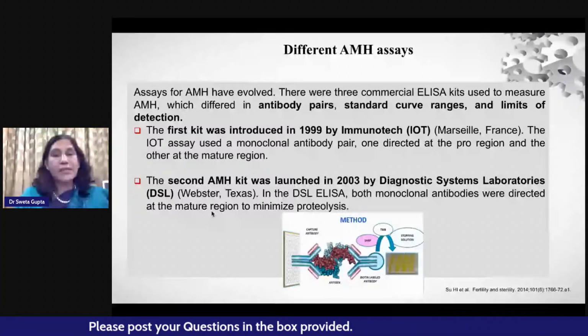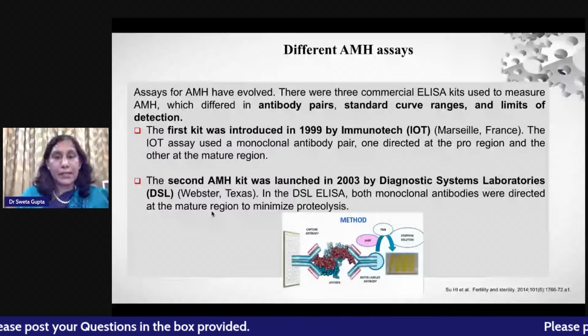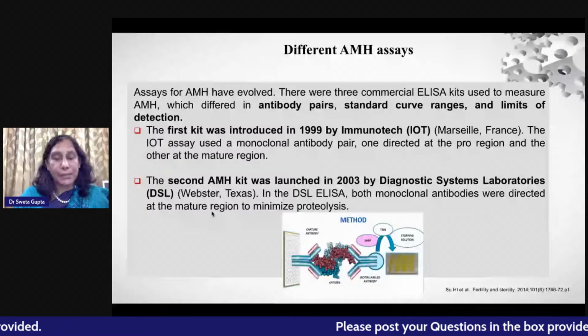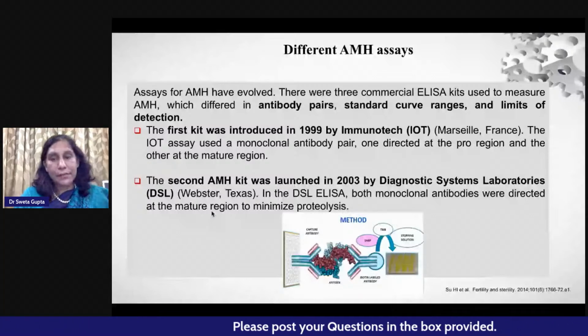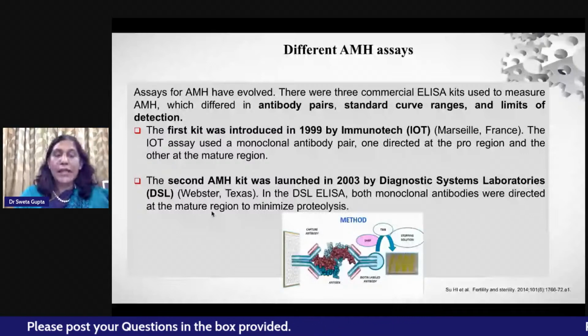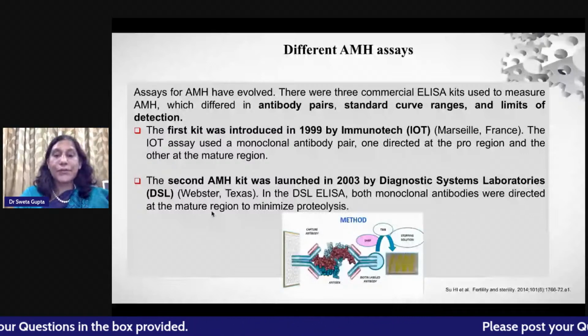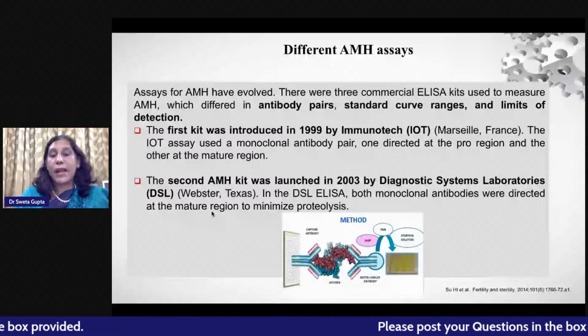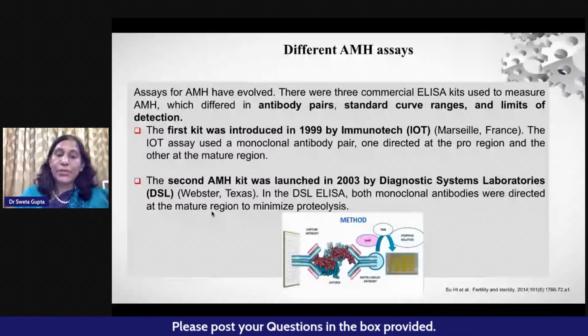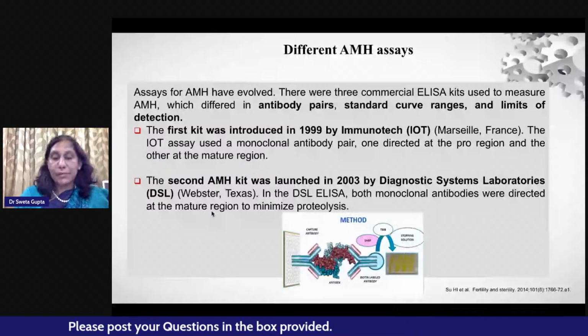The first kit was introduced in 1999 by Immunotech, where they used a monoclonal antibody pair, one directed at the pro region and the other at the mature region. Then the second AMH kit was launched in 2003 by Diagnostic Systems Lab, where both the monoclonal antibodies were directed at the mature region to minimize proteolysis.